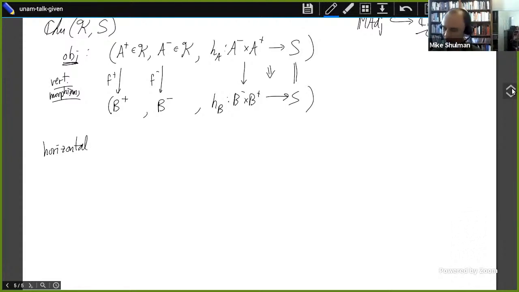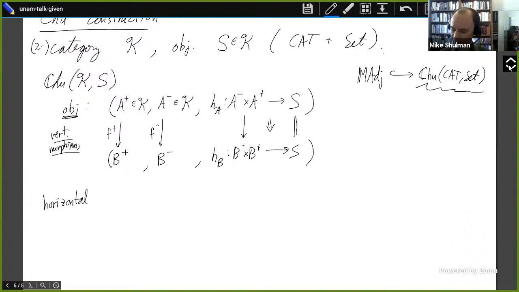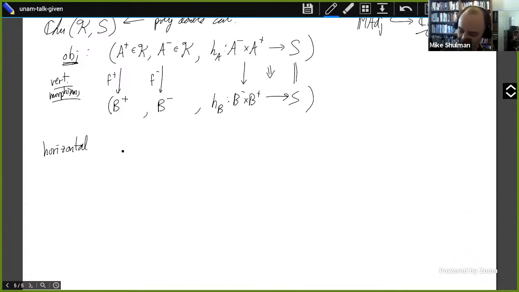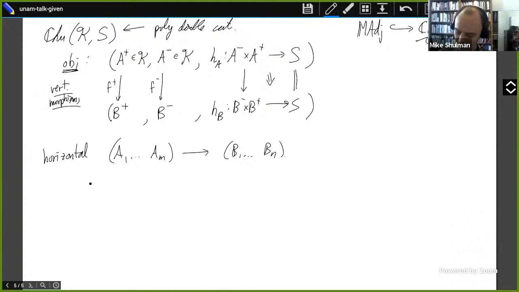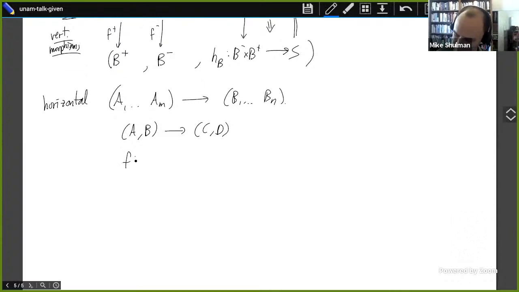Okay, and then in the horizontal direction, I'm going to have not just a category, but a polycategory. So this thing here is going to be one of these poly double categories. So I've got, say, A_1 up to A_m mapping to B_1 up to B_n. To redefine this, I'm going to write down the definition of multivariable adjunction using these formal opposites. Let me just do the simple case of, say, A, B mapping to C, D, so we don't have to worry about indices. So I'm going to have an F, which goes from A plus and B plus and C minus to D plus.